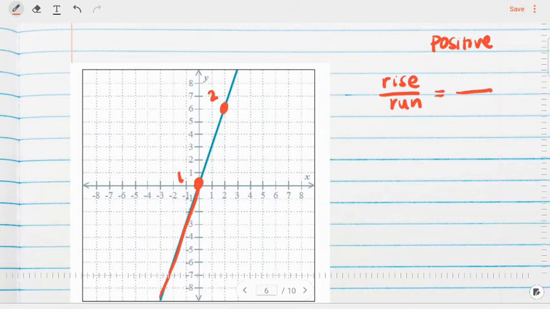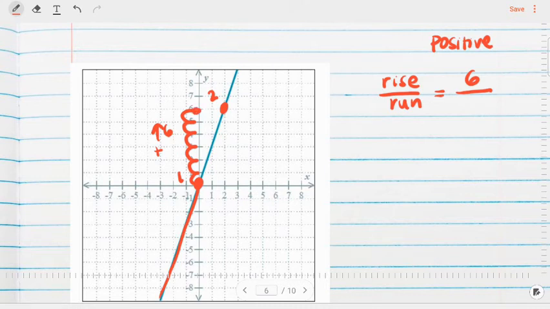And I'm going to go to my first point and I'm going to rise. Well, I need to go up to get to point 2, so I'm going to count 1, 2, 3, 4, 5, 6, up 6 spaces. Remember, that's a positive direction. So I'm going to go to the top of my fraction where it says rise and put a +6 on top. And now I need to find the run.